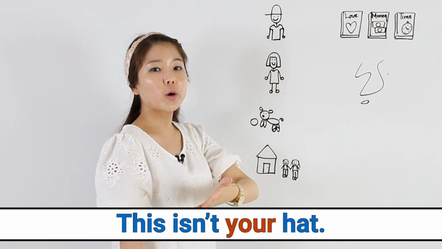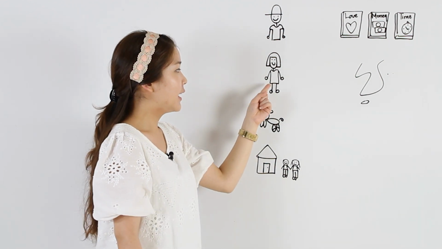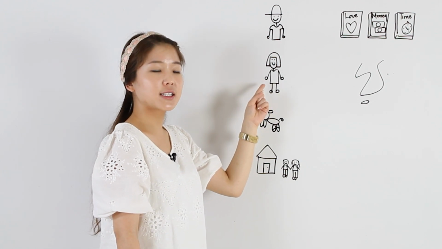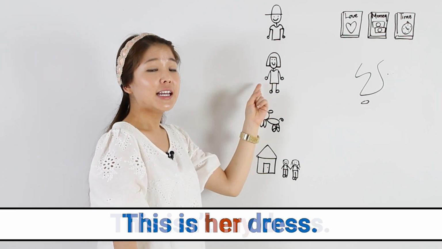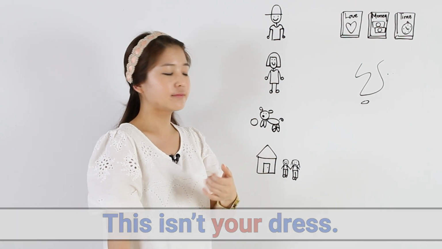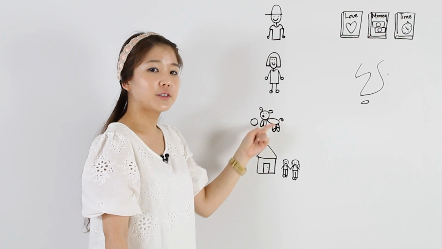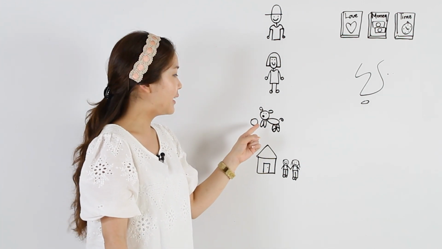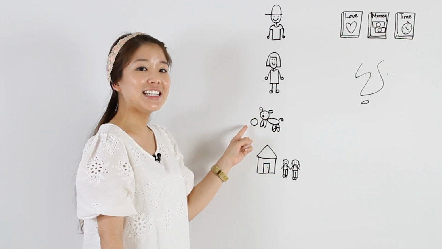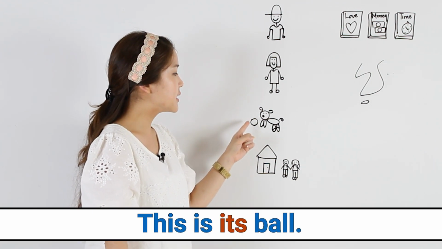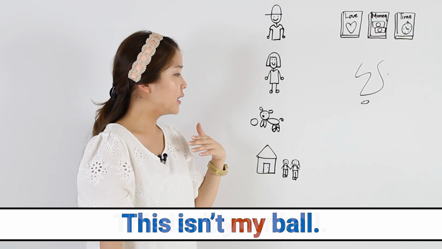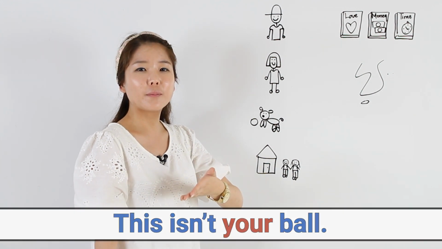This isn't your hat. Okay, and this girl has a dress. So this is her dress. This isn't my dress. This isn't your dress. Okay, in this picture, there's an animal, a dog, and it has a ball. I have to say, this is its ball. This isn't my ball, and this isn't your ball.